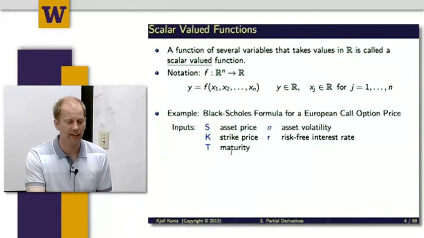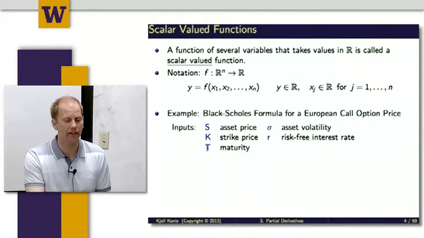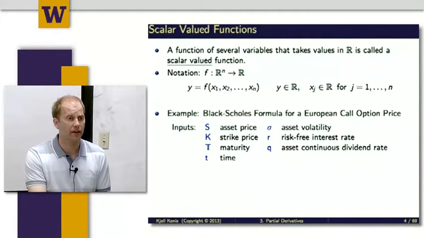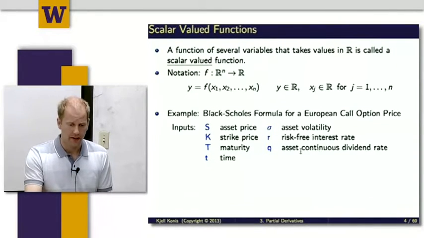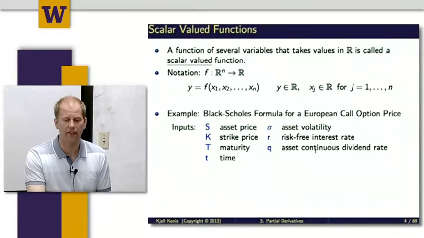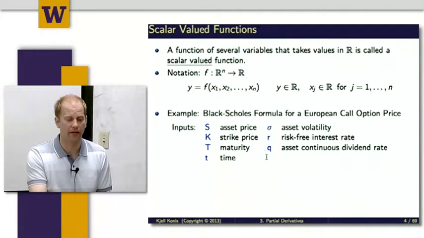T is the maturity. And this is the way to think about capital T, and there'll be a little t somewhere here too. They're both dates. So this could be next Tuesday, and little t, generally, we're going to think of that as today. And then Q is the continuous dividend rate. If the asset pays dividends, then you want to take those dividends and figure out what the continuous rate would be. And Q is going to represent that number.